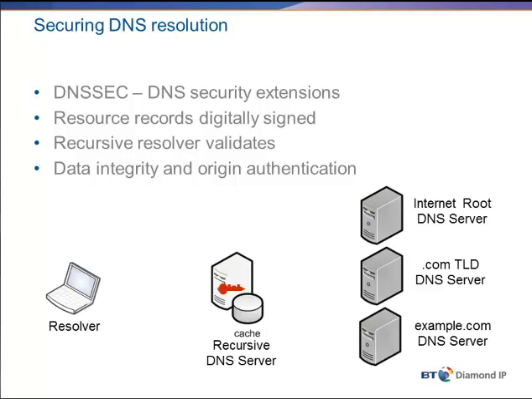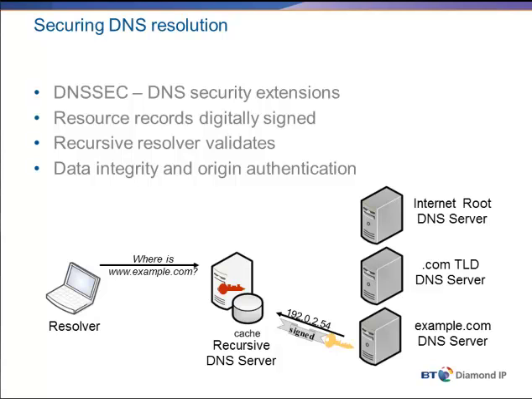So asymmetric cryptography provides data integrity and origin authentication, so I can determine if any data has been tampered with from how it was published in the resource record by the administrator, as well as the origin authentication. Yes, that administrator published it because I've got their public key, and I can validate that. So if we look at the process of resolution, we follow this.